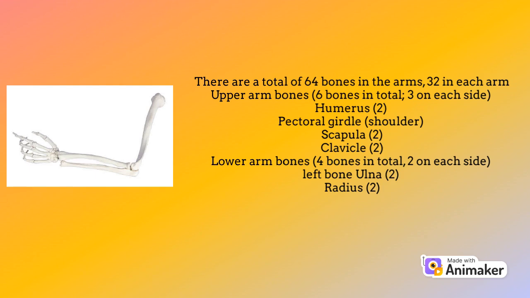Upper arm bones: 6 bones in total, 3 on each side. Humerus: 2. Pectoral girdle, shoulder: Scapula 2, Clavicle 2. Lower arm bones: 4 bones in total, 2 on each side. Ulna: 2. Radius: 2.